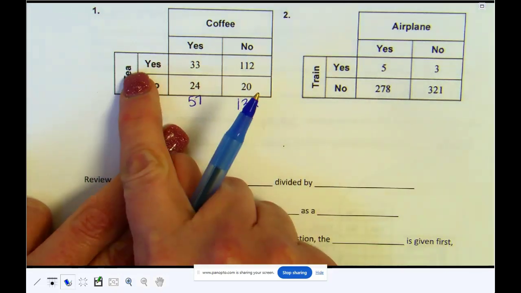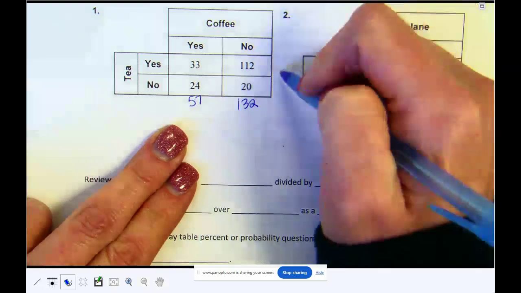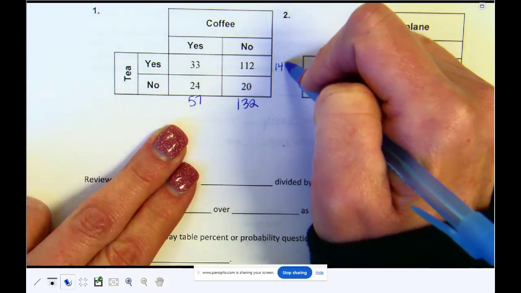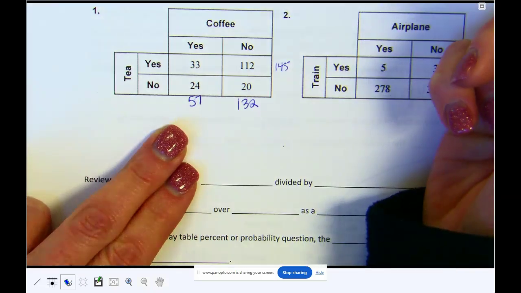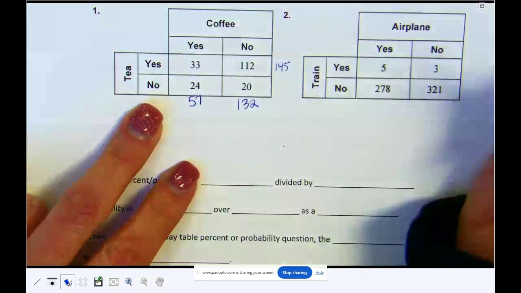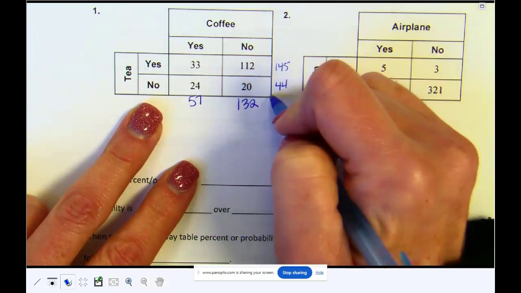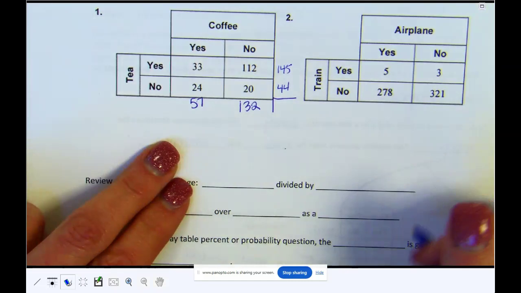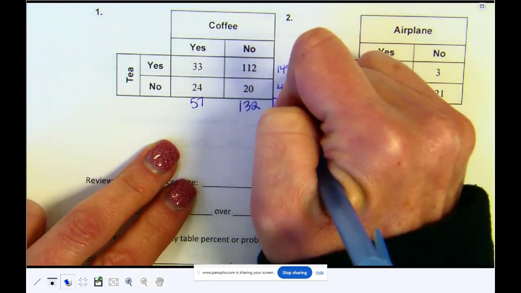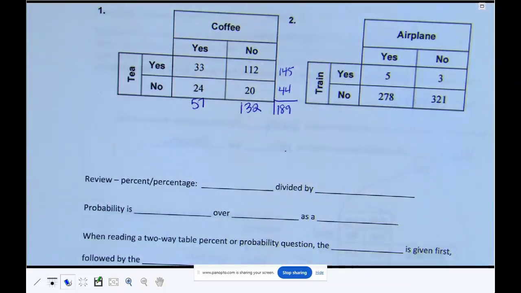Correct. Okay, how about straight across? What do we got? 145. What is that? People like tea. And then how about the bottom? 44. Now, what's the total down there? 189.